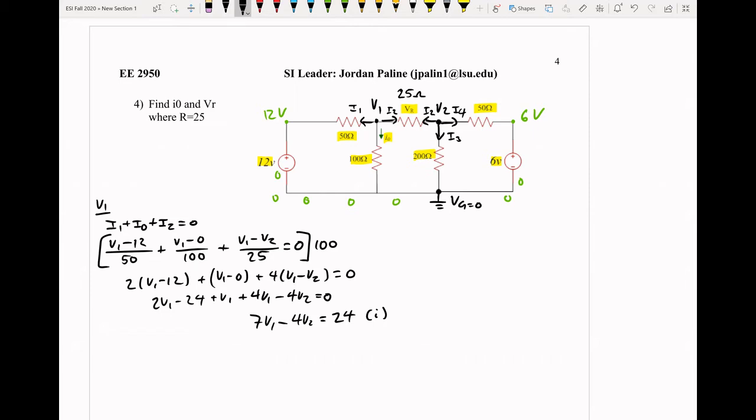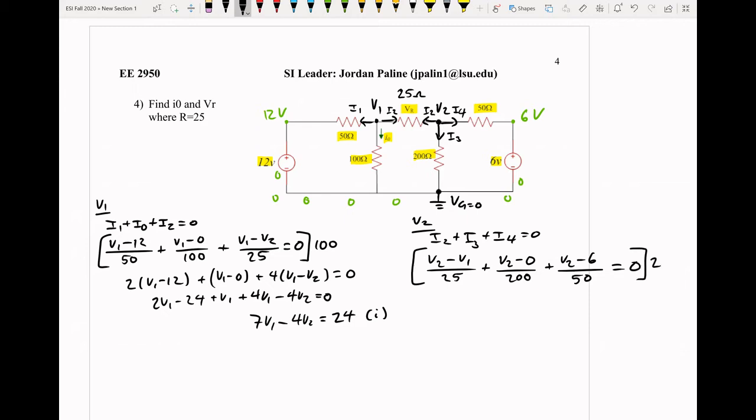If we come over here and do V of 2, we'll have I of 2 plus I of 3 plus I of 4 is equal to 0, where I of 2 here is going to be V of 2 minus V of 1 over 25. I of 3 will be V of 2 minus 0 over 200. Then I of 4 will be V of 2 minus 6 over 50. That'll be equal to 0.